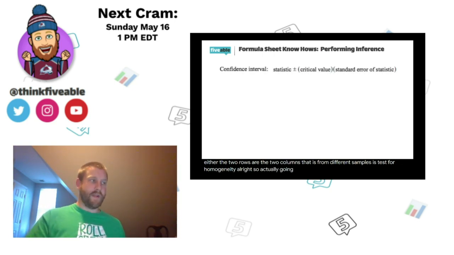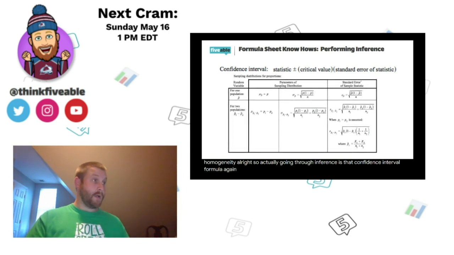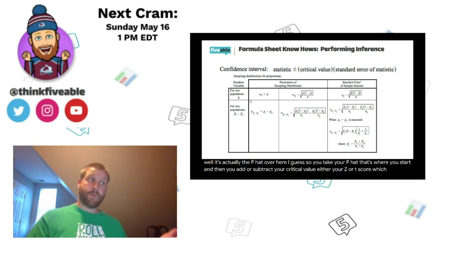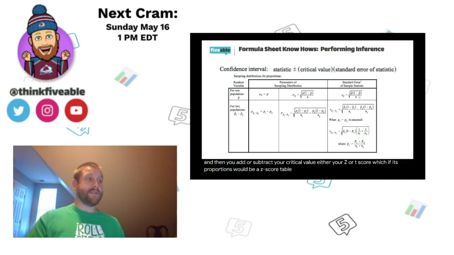All right, so actually going through inference, is that confidence interval formula again? Okay, these are your statistics over here on the left. It's actually the p-hat over here, I guess. So you take your p-hat, that's where you start, and then you add or subtract your critical value, either your z or your t-score, which if it's proportions would be a z-score, times the standard deviation. It would be this one for confidence interval, because we don't know a p, we do know a p-hat. Okay, so here and here.